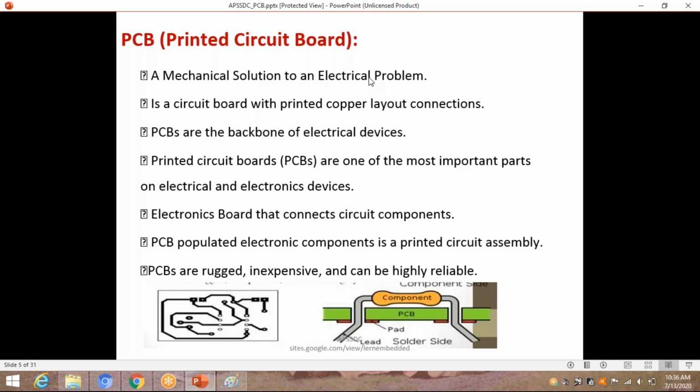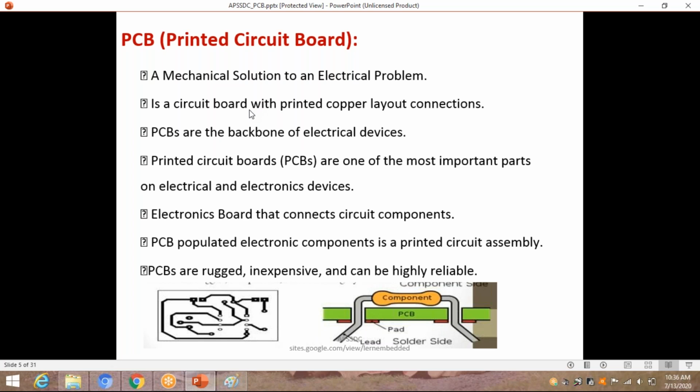We can connect simple circuits on a breadboard, but when it comes to large circuits, we cannot make the connections, or the circuit becomes very complex. If one line gets shorted, the entire circuit collapses. Is it yes or no, guys? Okay, these are some of the points related to printed circuit boards. You can read them if needed.